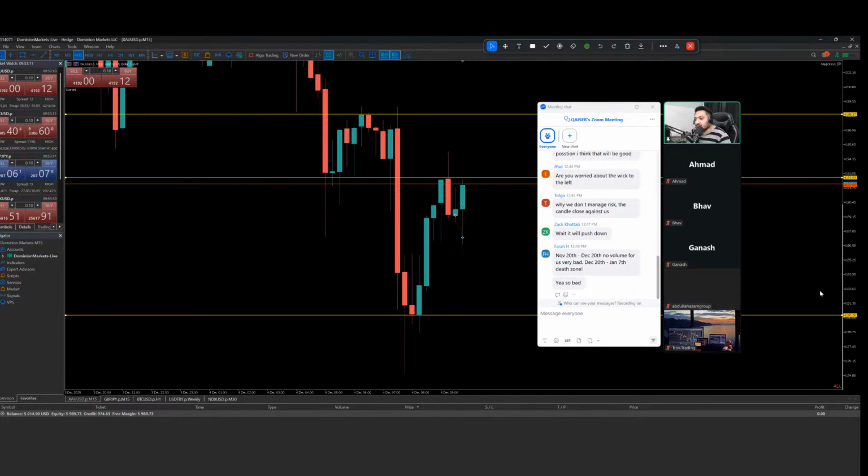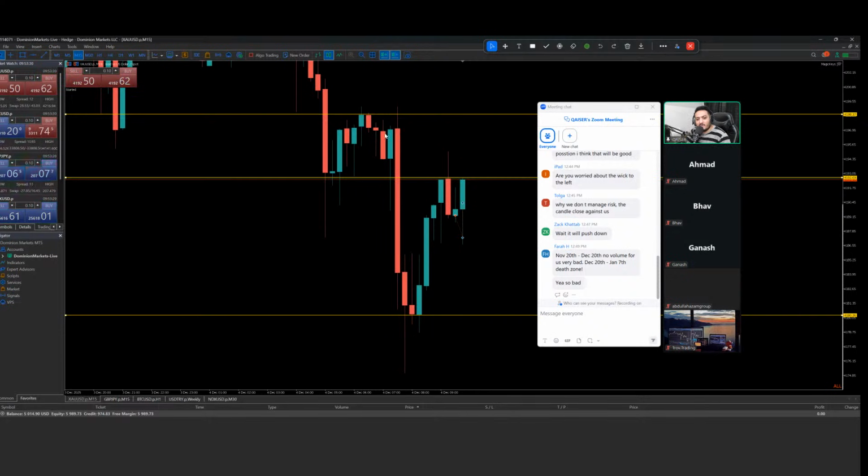Stop playing ads, man. No, I'm not playing any ad. It's on automation. I'm not putting any ad into it. Today I'm giving a fake out. Yeah, it could be. No, it's not a fake out. It's just structure. We need to manage the risk here.